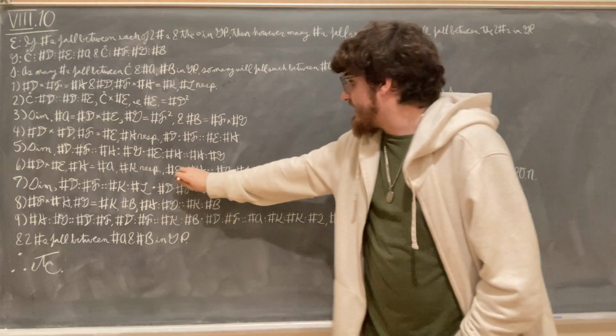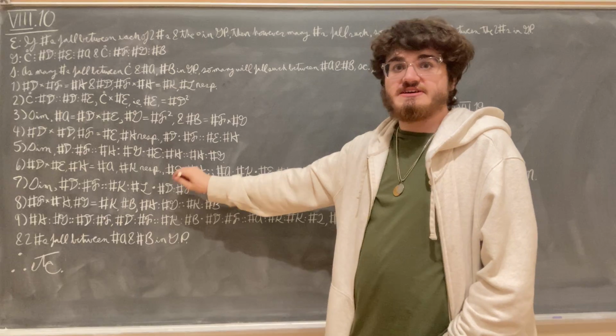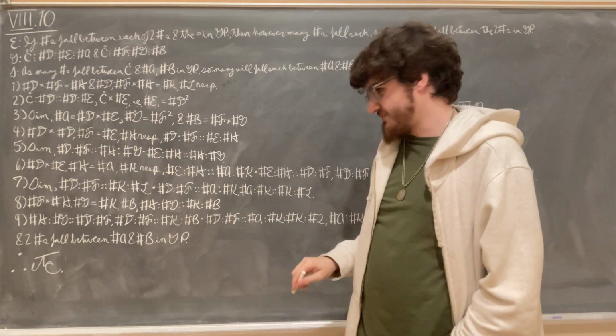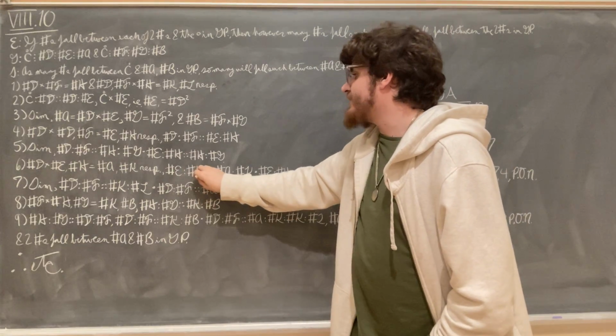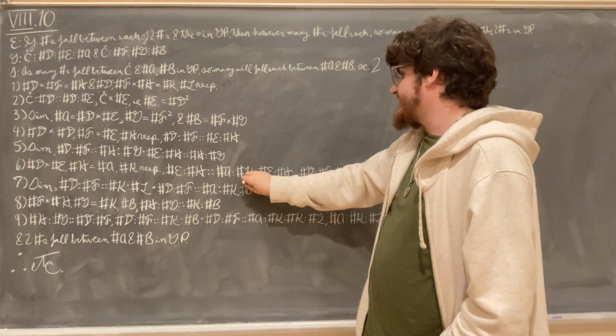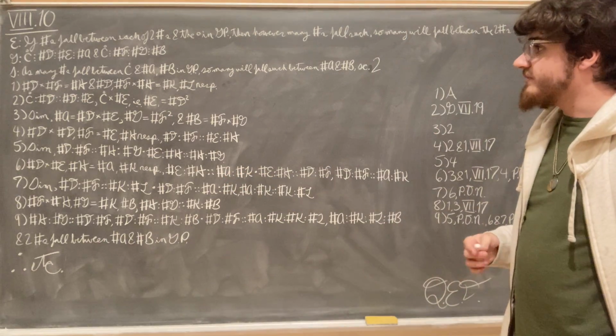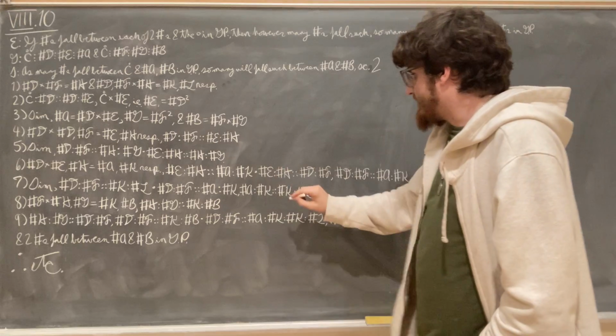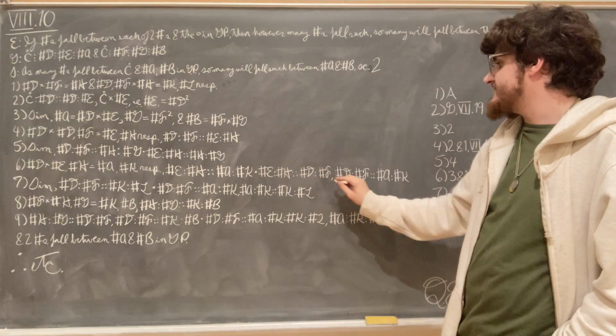So we can say that, again by proposition 7.17, the numbers multiplied will have the same ratio as the products. We can say that E is to H just as A is to K. But you'll remember we had proved in step 4 that E is to H just as D is to F.